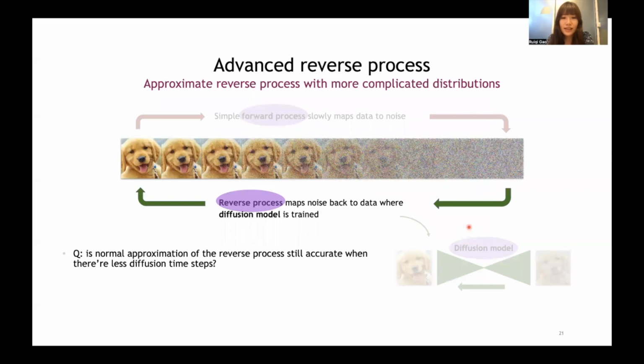And second, let's see some advanced reverse processes. Before that, we would like to ask a question. Remember that we use this normal approximation of the reverse process, right? We assume the denoising distributions are always Gaussian distributions. But if we want to use fewer diffusion time steps, is this normal approximation of the reverse process still true or accurate?